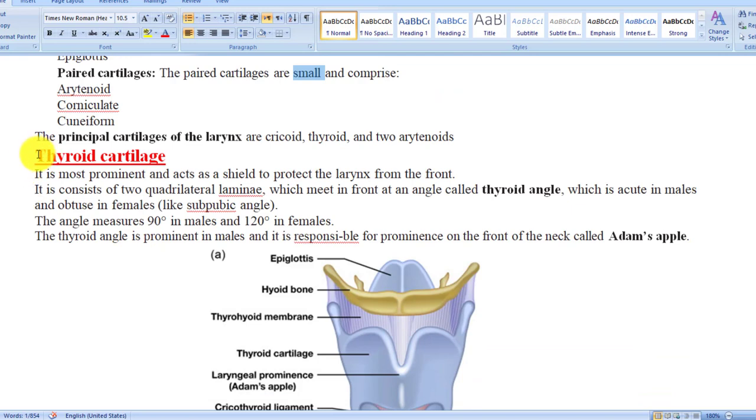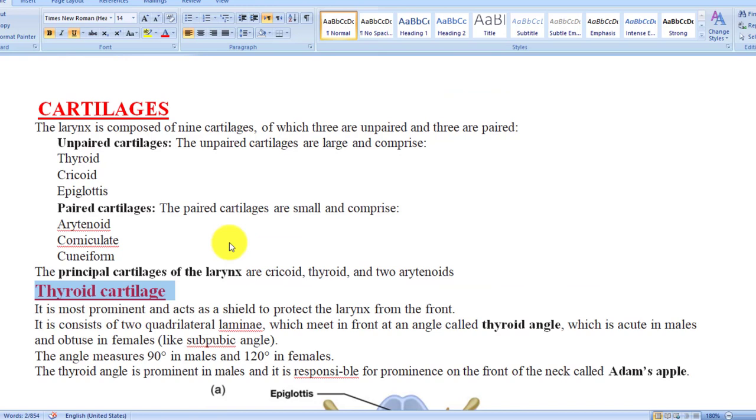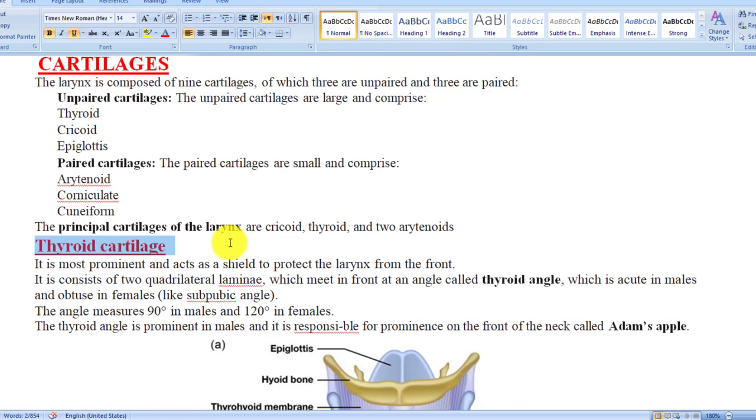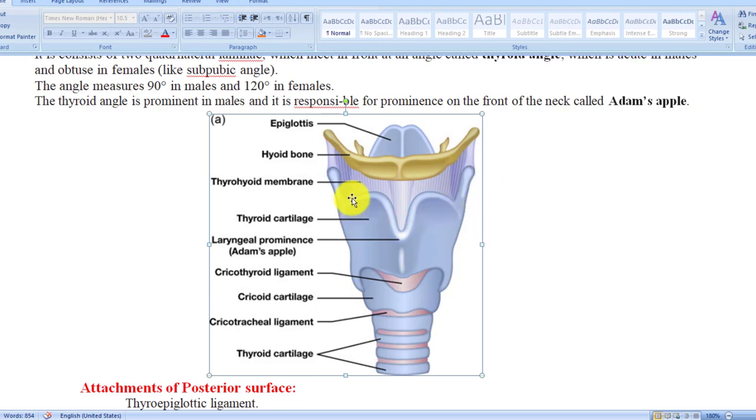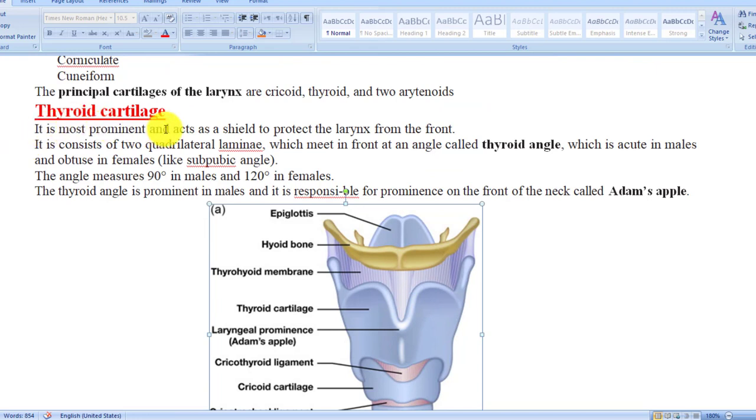First of all, there is the thyroid cartilage. It is the largest cartilage in the larynx, right? This one you can see, if you follow the cursor of the mouse, this is the thyroid cartilage, the largest cartilage of the larynx. A few points about it: it is the most prominent and acts as a shield to protect the larynx.